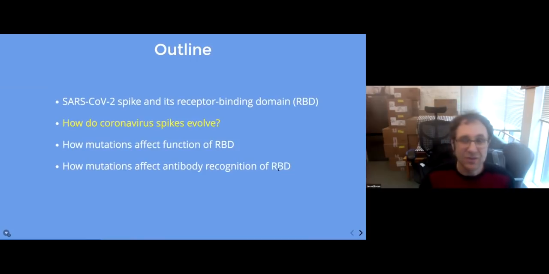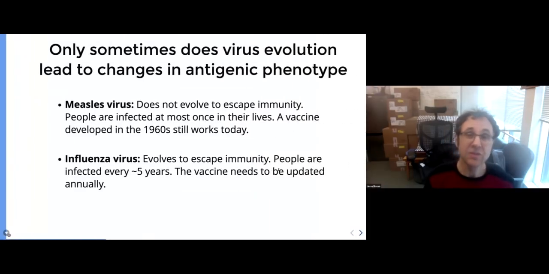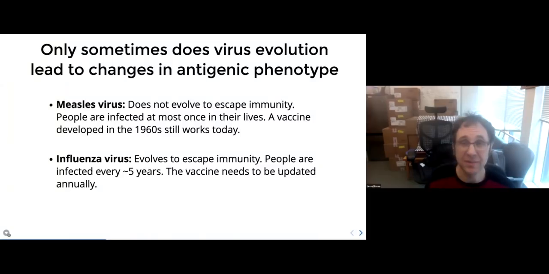So before I get into SARS-CoV-2 in detail, I now want to take a step back and broach this general question of how we might expect the spike of this virus to evolve in terms of the phenotypes we care about. This is a really important question because only sometimes does virus evolution at the level of genotype lead to changes in antigenic phenotype. Here I'm giving two classic examples of viruses that are opposite extremes of this spectrum. These are both respiratory RNA viruses, so they're both viruses that transmit by the airborne route and have very high mutation rates.